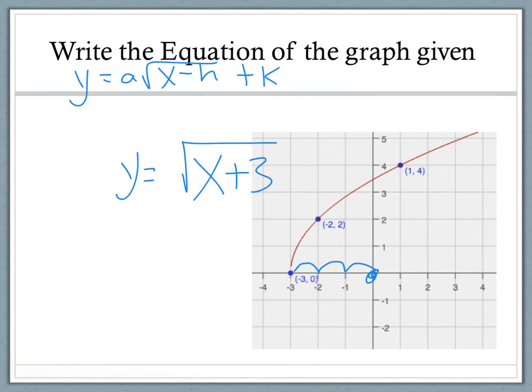So now let's check to see if it has an a value. Same thing, we start at our starting point. I go over 1, and I go up 2 to get to my next point. So since I go over 1 up 2, our a value is going to be 2. And this is our final answer.